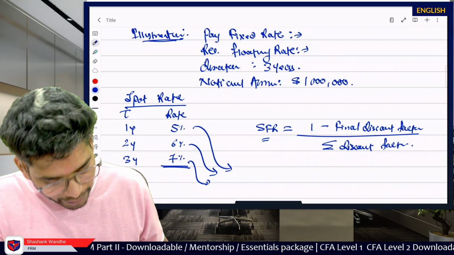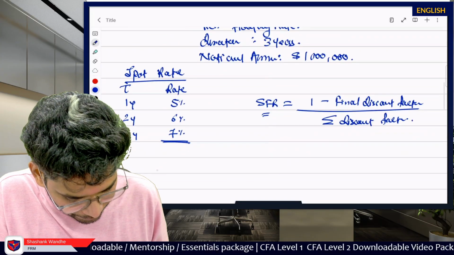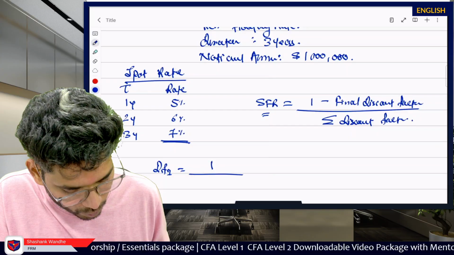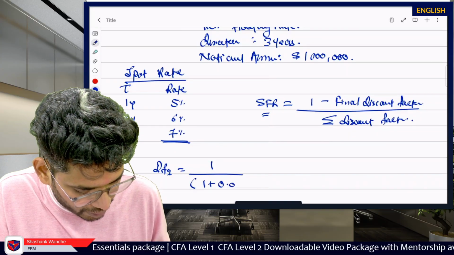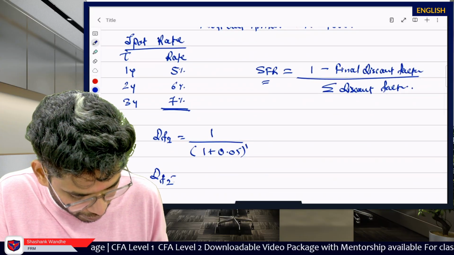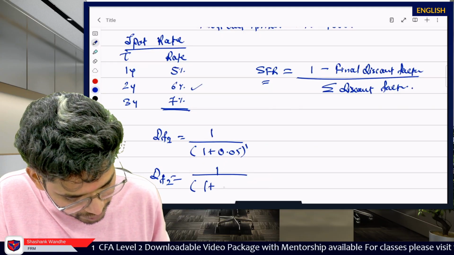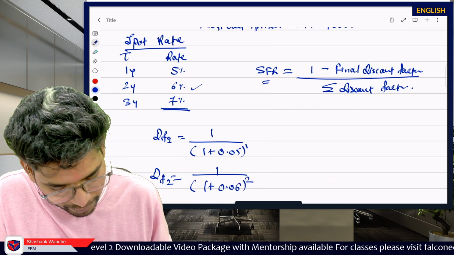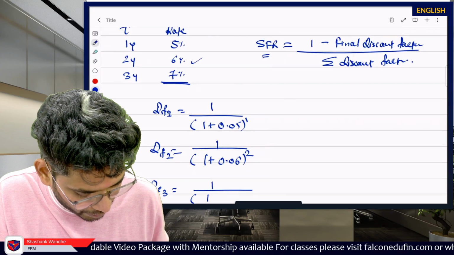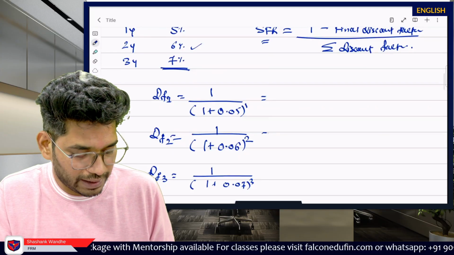Now how to calculate the discount factor? It is again very simple. You learned it in CFA Level 1. For the first year, we will call this discount factor 1. For the first year, the discount factor is 1 divided by 1 plus 0.05 to the power 1. For the second year, discount factor 2 is 1 divided by 1 plus 0.06 to the power 2, as the 2 year spot rate is 6%. And then discount factor 3 is 1 divided by 1 plus 0.07 to the power 3. You have to simply solve this and you will get the answer.